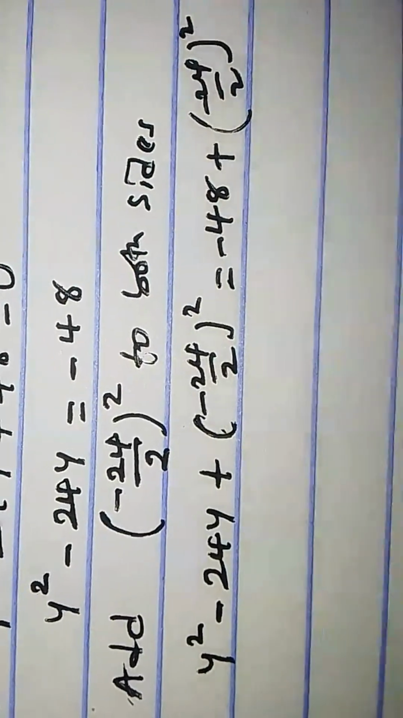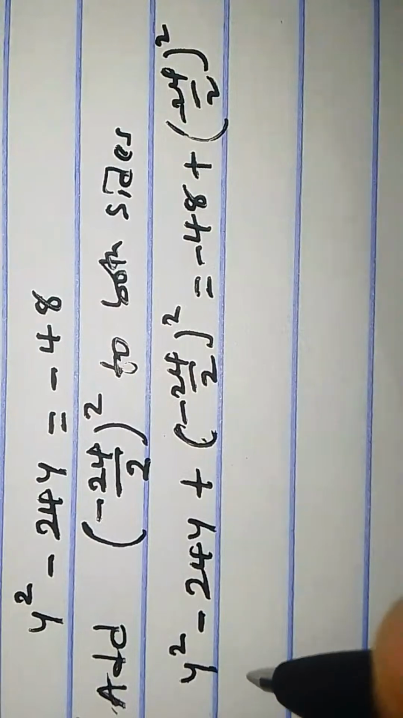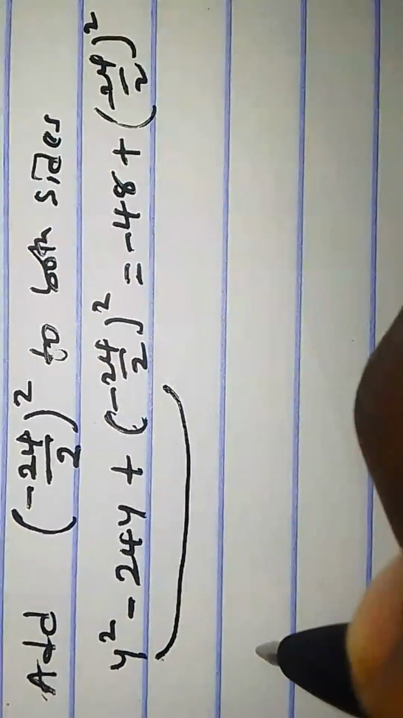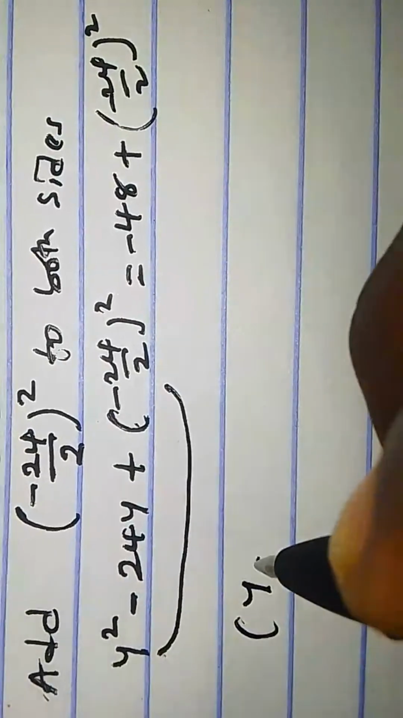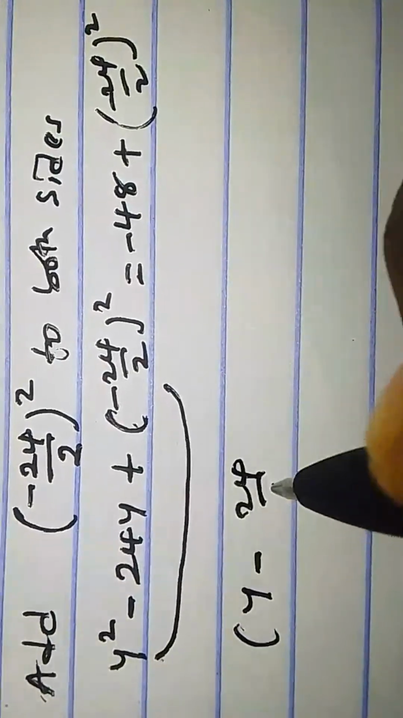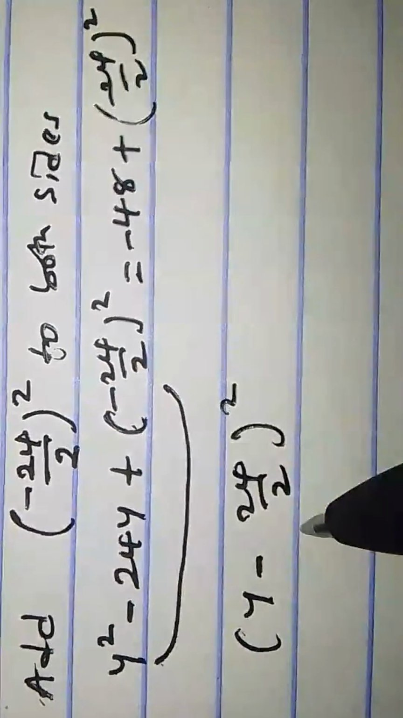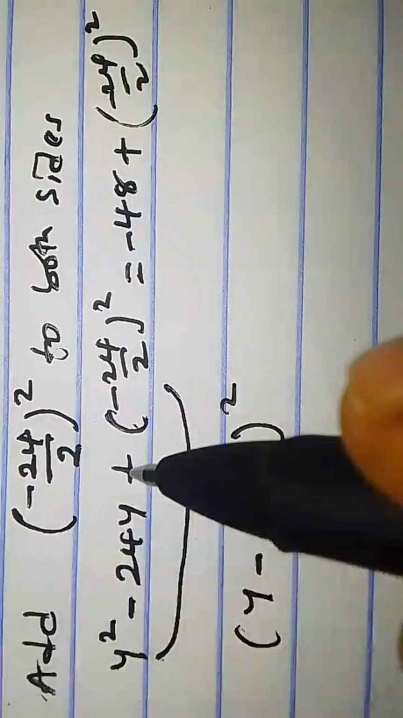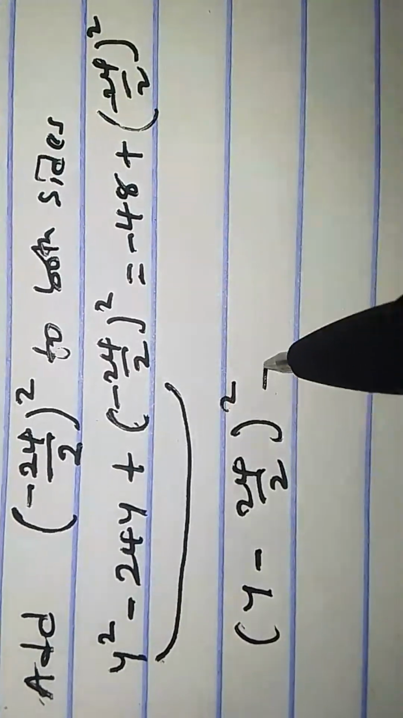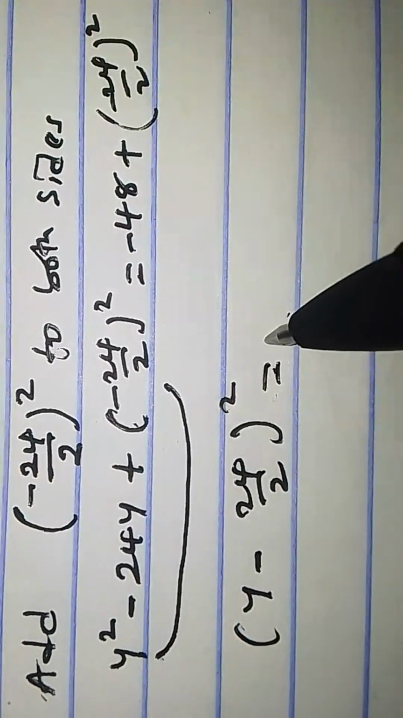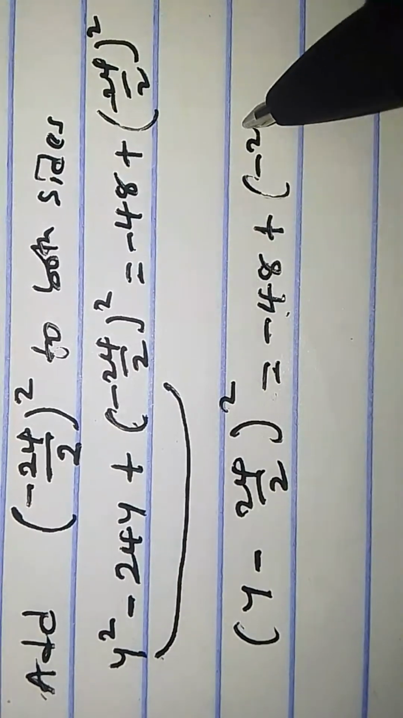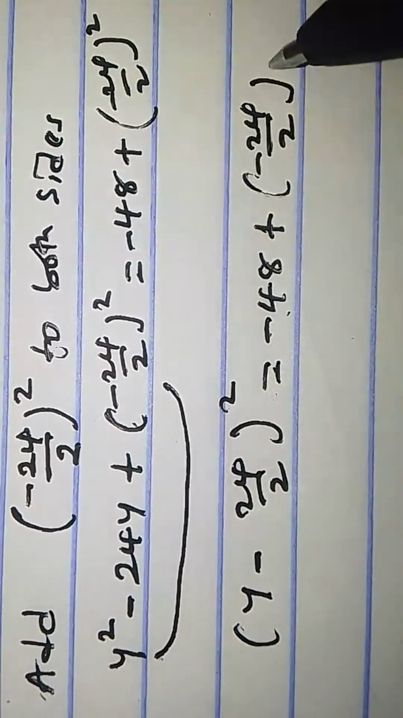So let's continue. We can combine this left hand side. Doing that, we have (y minus 24 over 2) all squared. That is, when you expand this left hand side, you will have all of this back. This is now equal to the right hand side, minus 48 plus (minus 24 divided by 2) all squared.